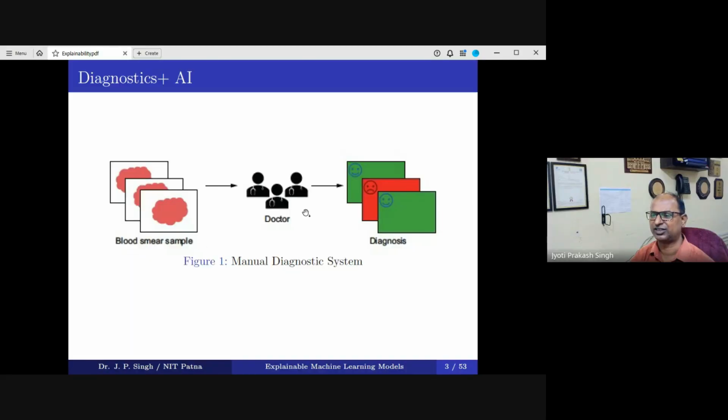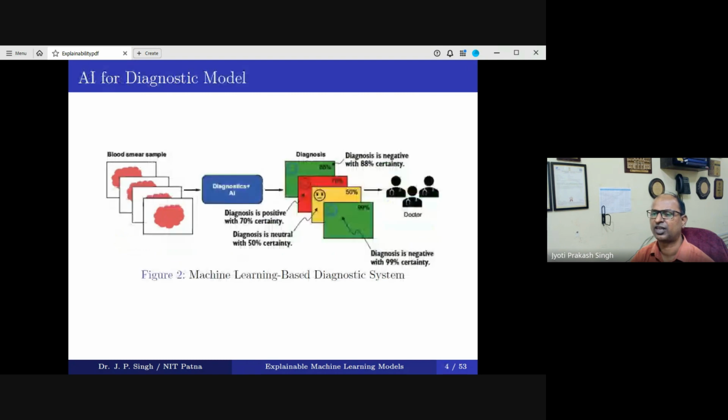Samples, and the doctors are annotating that, and diagnoses are made by the doctors as to whether some specific disease is there in the blood sample, whether it can be inferred from the blood sample or not. So that's the traditional system we have seen for a long time. Almost everyone has experienced it.